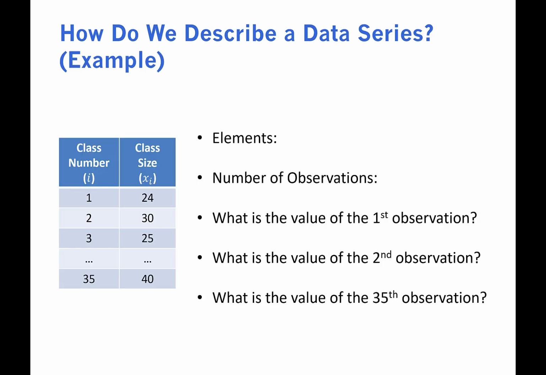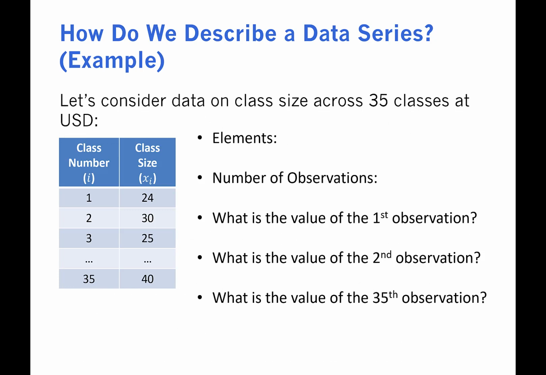Let's look at an example. The table I've got here has the class number in the first column and the class size in the second column. So let's consider this data on class size across 35 classes at USD. The class number is just an index that identifies which class we're talking about. The first row, which has a class number of 1, has a class size of 24. That means there are 24 students in class number 1. Then there are 30 students in class number 2, 25 students in class number 3, and so on.